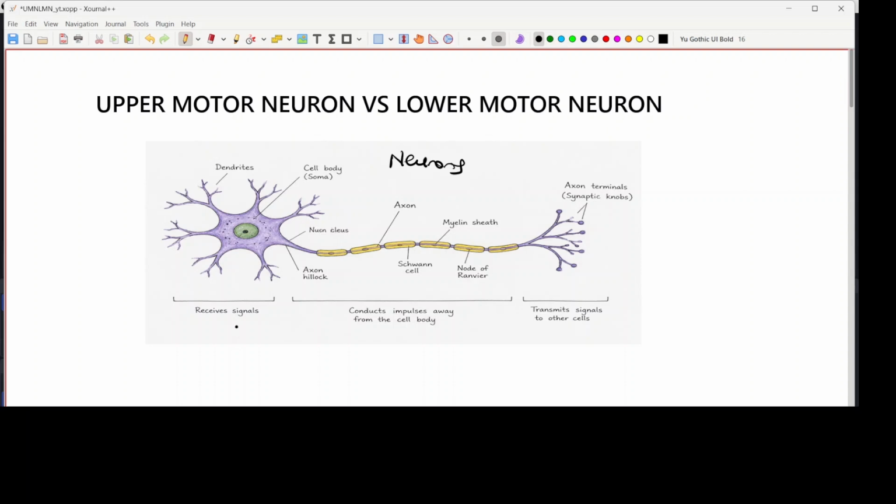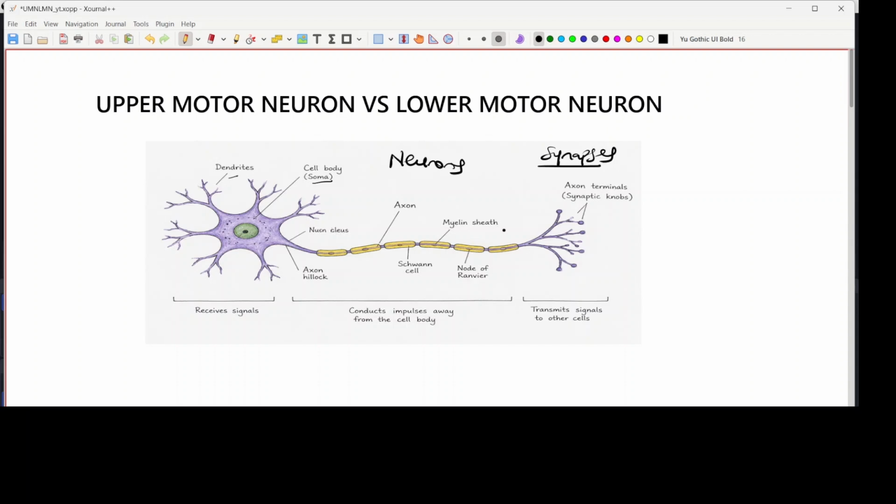Essentially, a neuron has the cell body or soma. It has dendrites, it has an axon, and it also has axon terminals. Neurons communicate with one another at specialized junctions called synapses, where chemical messengers known as neurotransmitters transmit signals from one neuron to the other.